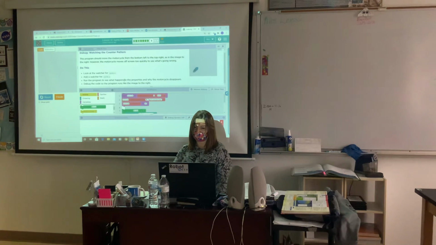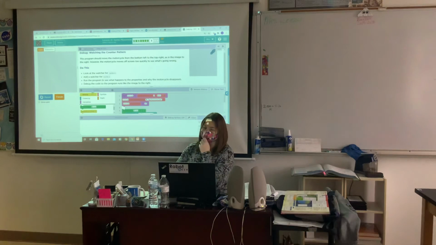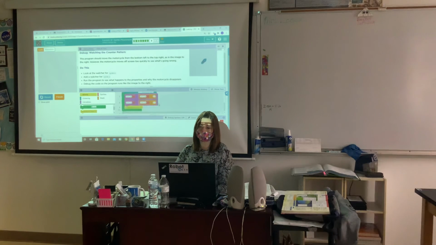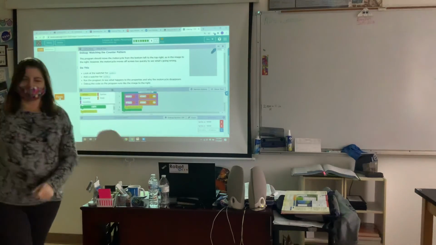So we need to find out what happens to the properties and why the motorcycle disappears. Why is it that the motorcycle isn't moving up? What do I need to do for a motorcycle to move up? The Y has to change from 400, we subtract, and if we subtract on the Y instead of add, that changes everything. Ooh, I forgot about that, right?